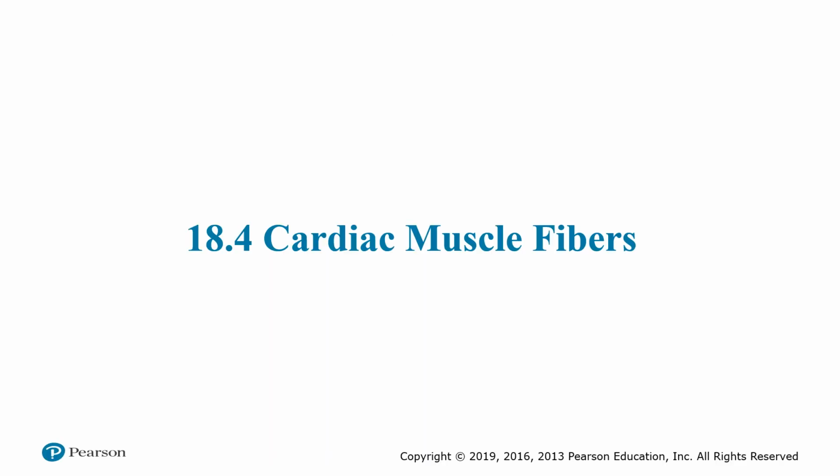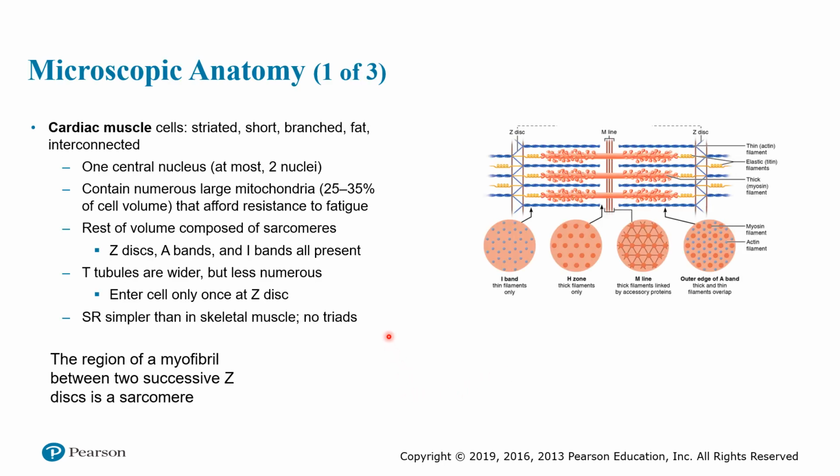Let's go over cardiac muscles. Cardiac muscles are short, striated, branched, and interconnected. They contain one central nucleus, or at the most two nuclei, and they contain a large amount of mitochondria. And then they have sarcomeres, and their sarcomeres have Z discs, A band, and I band. All are present. I put this diagram here just to remind you. This is the I band, where only the thin filaments are, and this is the A band, which is mostly the thick filament, and the thin filament, when they slide, they come here too.